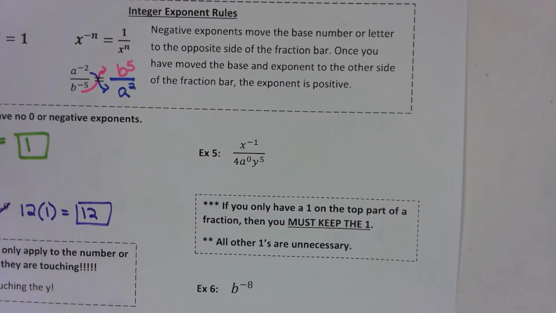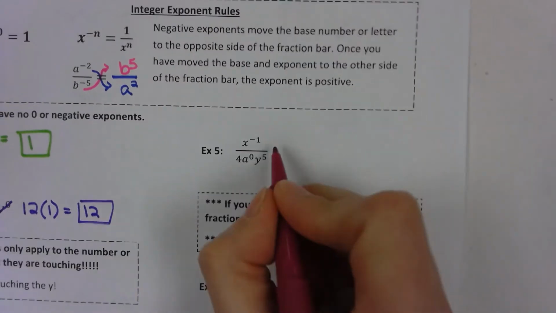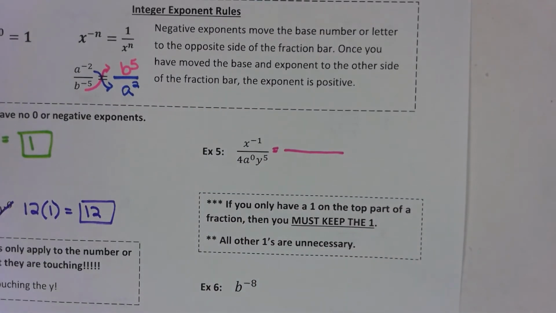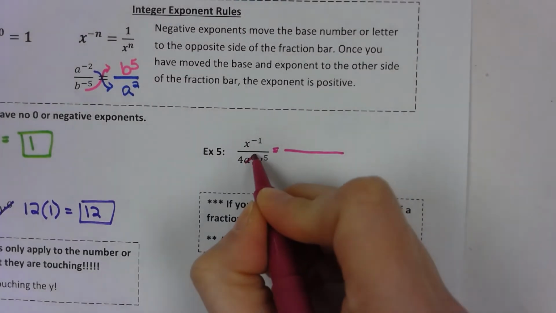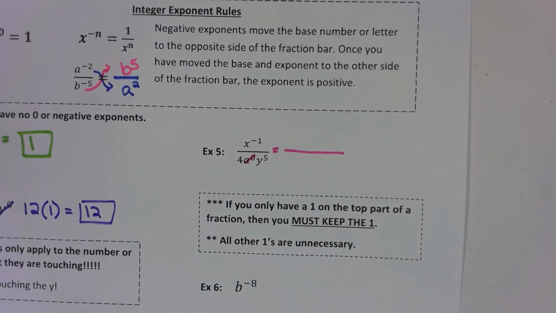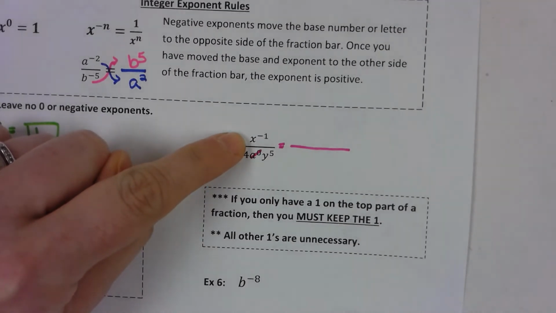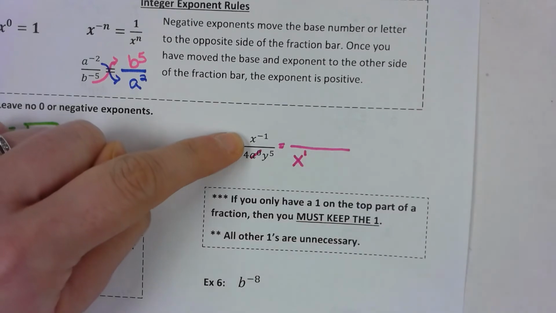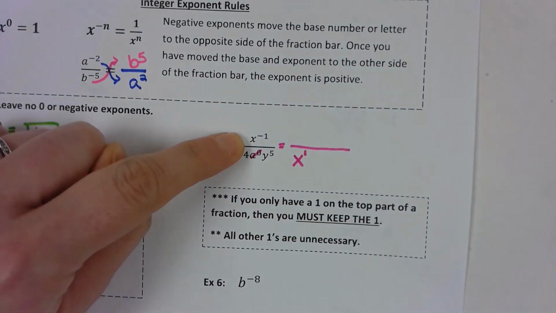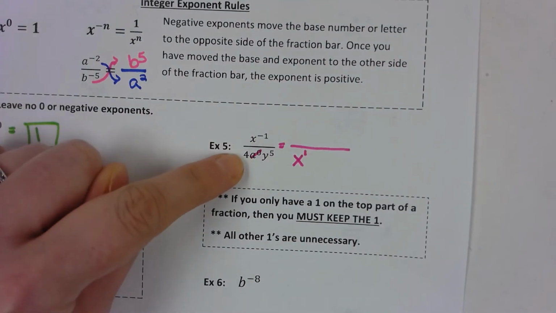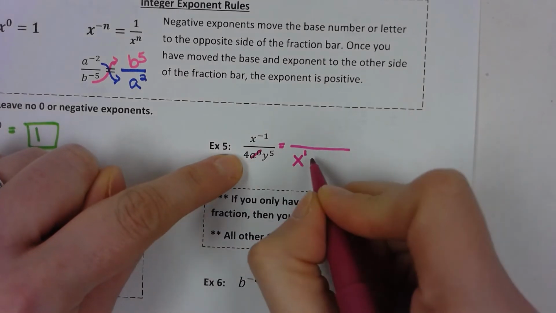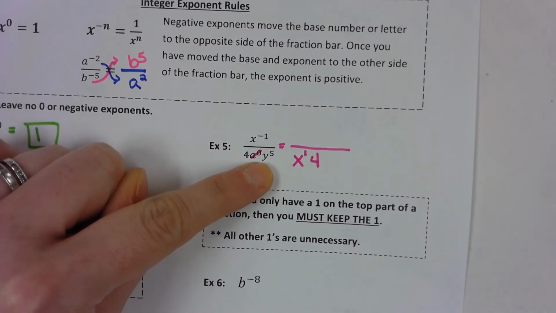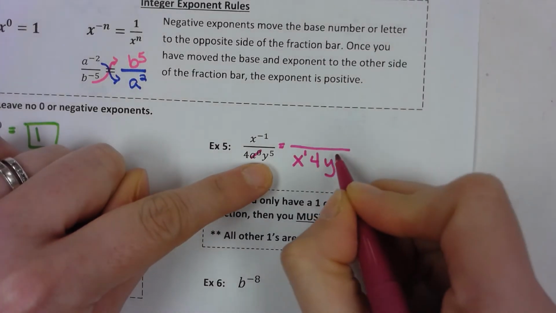All right, example 5. So I make my new fraction bar. I can see that I have a to the 0 power, so I can go ahead and mark that one out. I have a negative exponent on the top part of my fraction, so I'm going to move that x, and it moves down and becomes a positive 1 exponent. Now on the bottom row, I have that 4. It does not have an exponent, so it stays on the bottom. Y to the 5th power is also already positive, and since it's on the bottom, we leave it on the bottom.